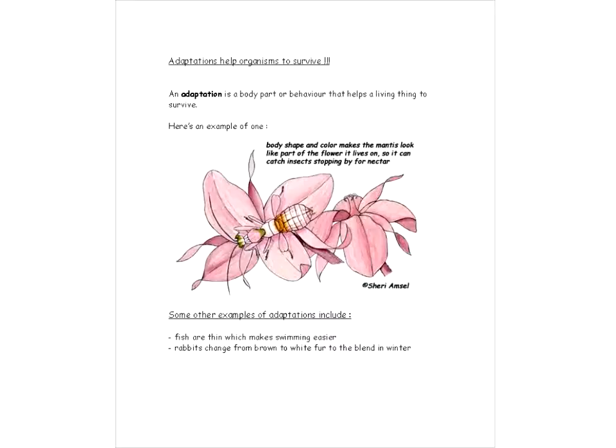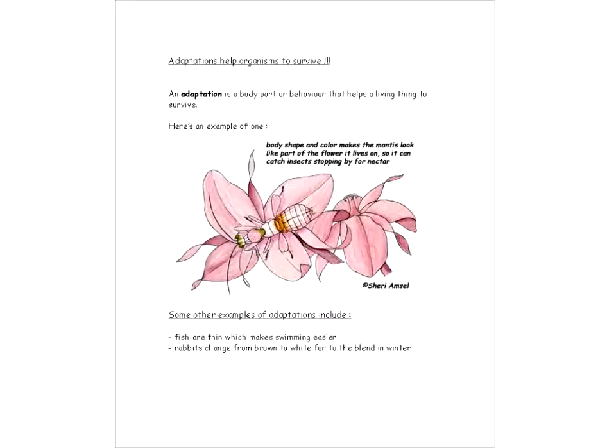So let's have a look at this mantis here. This is a mantis that's on a flower. And let's see how it shows adaptation to us. Well, it says here that the body shape and the color make the mantis look like part of the flower it lives on, so it can catch insects stopping by for nectar. So of course it's adapted in the color that it has, matching with the color of the flower.